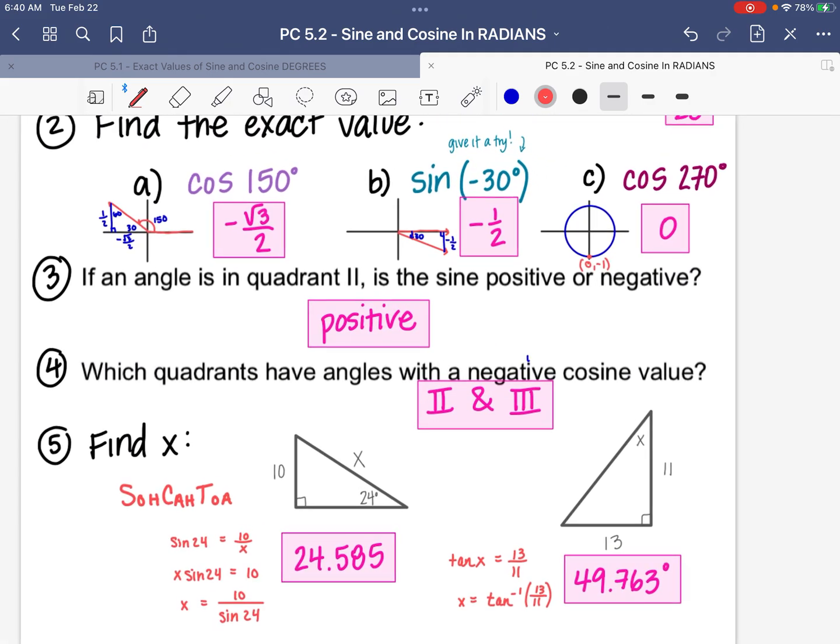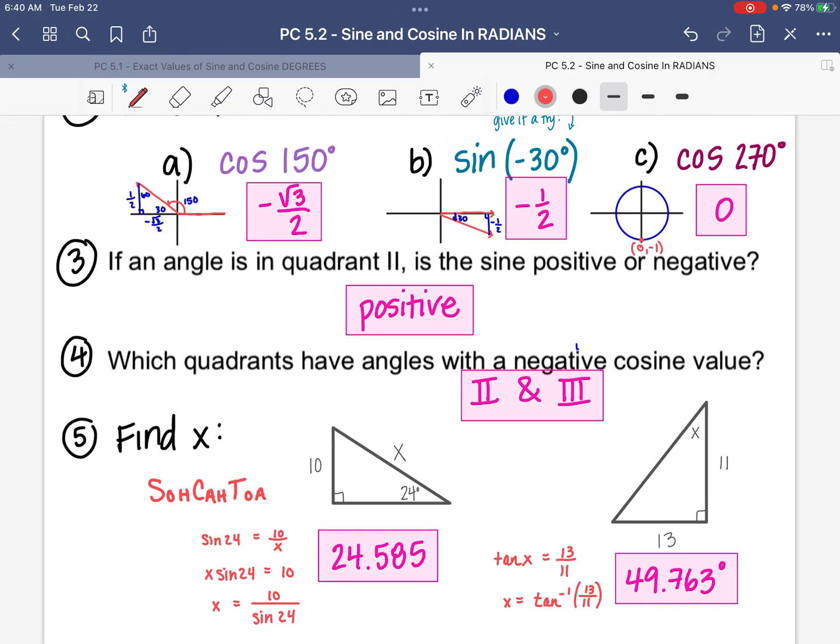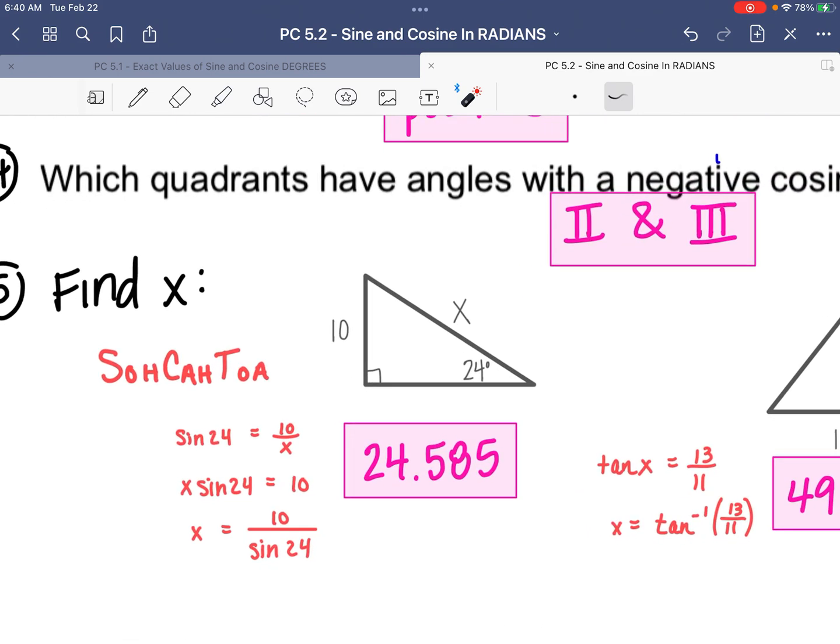And the last, so we have number 4 also, sorry. Which quadrants have angles with a negative cosine value? Well, that would be 2 and 3. Again, that is where your x is negative. So that's where you're going to have negative x values. Okay. So again, when you're thinking sine and cosine, think of your x and y values.